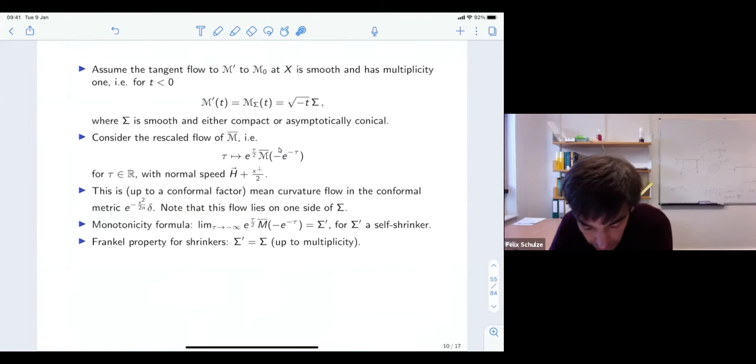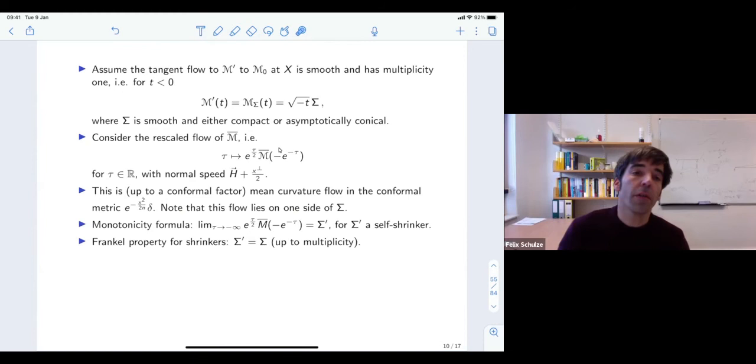But the interesting thing is that this metric here behaves in some sense like a metric with positive Ricci curvature. If you remember, Frankel's theorem says that if you have two minimal hypersurfaces in a manifold with positive Ricci curvature, then they have to intersect. That's the Frankel property. Now, this Gaussian metric behaves in the same way. You can prove that this implies that these two shrinkers have to be identical because they can't lie on one side of each other, up to multiplicity.